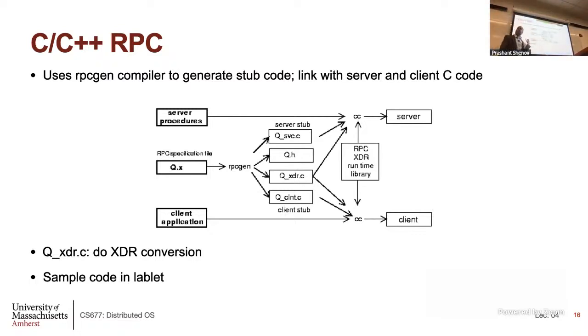It's not very different from the three pieces I showed you for the Java snippet. Those three pieces: there's an interface, there's a client, and there was a server. Same thing here. There's a server. There's an interface which is called a .x file. That's the interface, and there is a client. So as a programmer, you will write these three pieces.